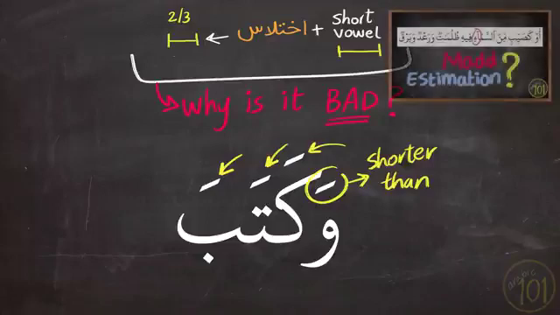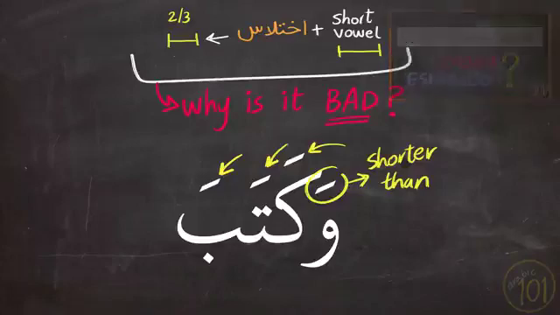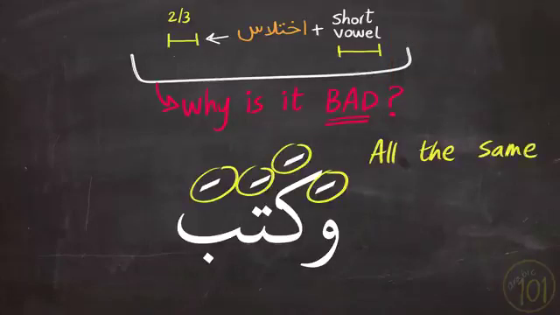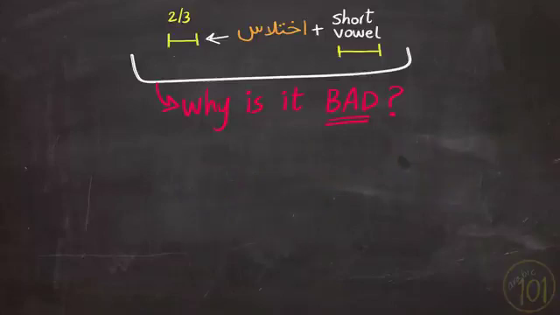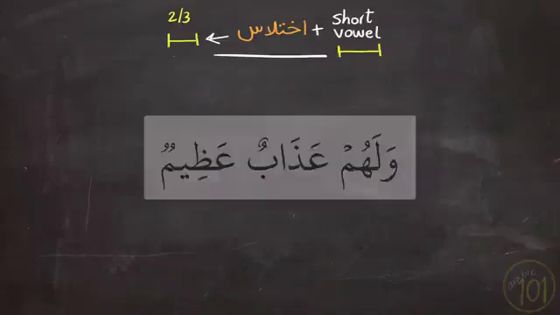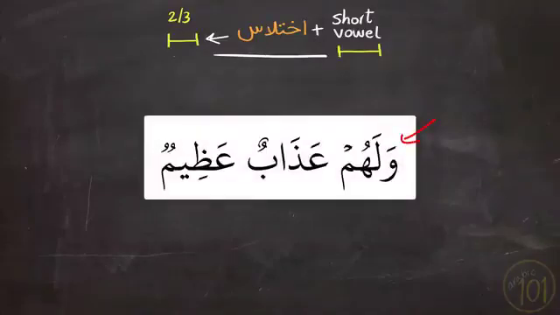And as we learned in this lesson, how long a short vowel is can be different from one person to another. But the key word here is consistency. So for example, if we apply اختلاس on the waw here in this ayah, which you shouldn't, it would mean that the waw will have a short vowel that is shorter than the rest. And this is what it sounds like.